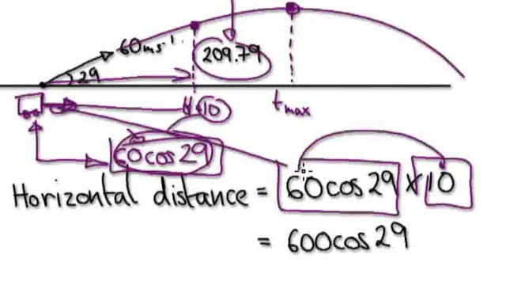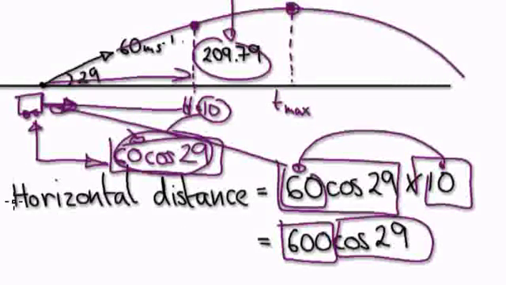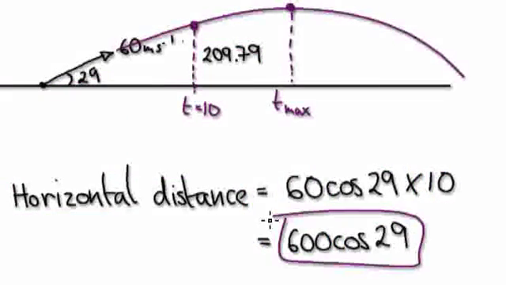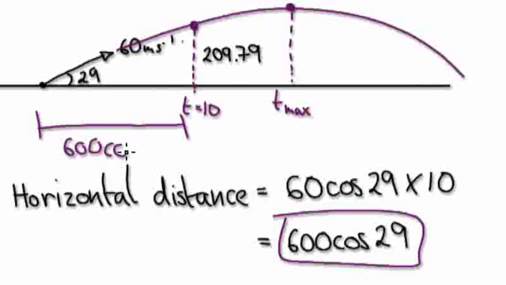So now merge it with the 60. That would be 600 cos 29. So this is the horizontal distance here. I'm just going to leave it as this rather than converting to a decimal. You are allowed to do that. So the horizontal distance is given by 600 cos 29, and the height is given by this.